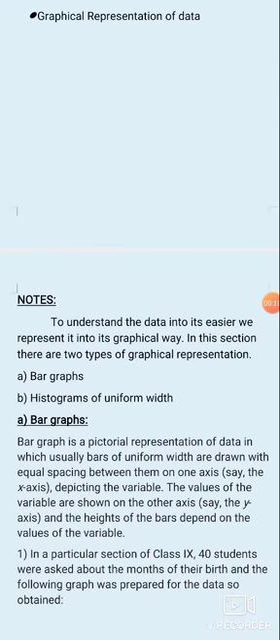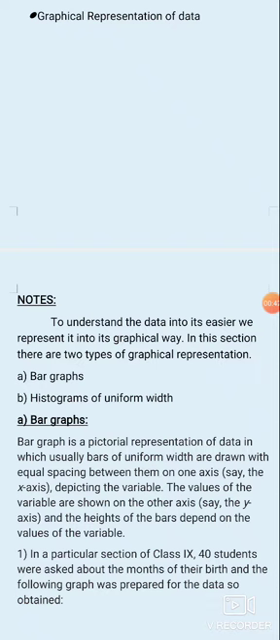Students, last class we have studied how to represent the data in its tabular form. Now, in this section, we will study the graphical representation of the data. To understand the data more easily, we represent it graphically. In this section, there are two types of graphical representation.